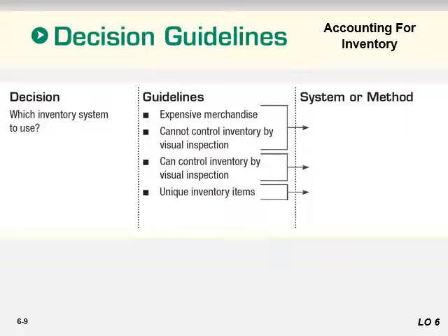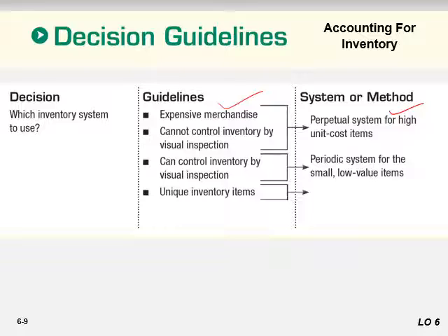Now, decision guidelines: which inventory system to use. When you have expensive merchandise, always use the perpetual system for unit cost items, not average, not LIFO, not FIFO, right? Unit cost items.